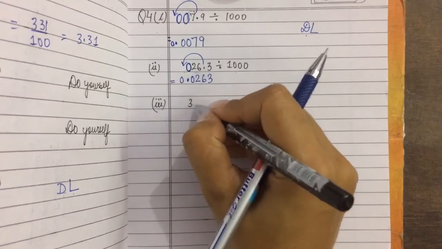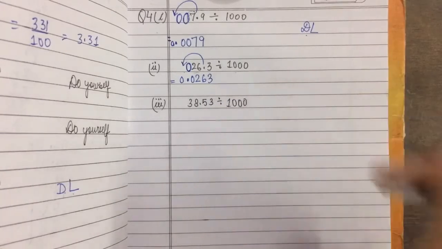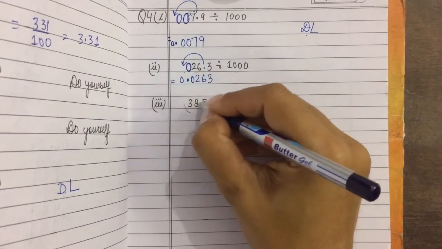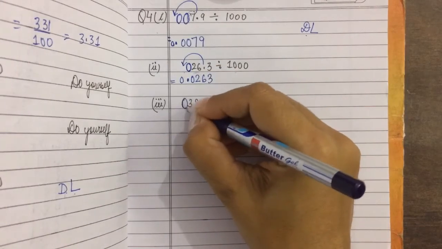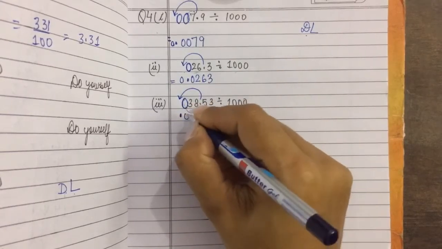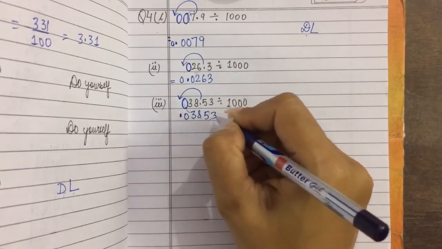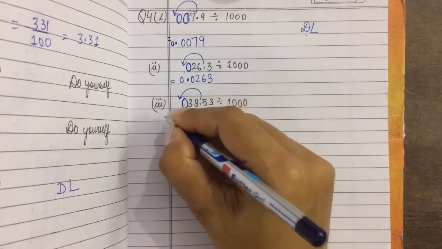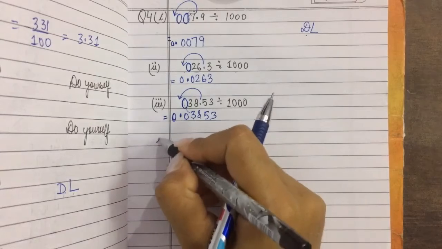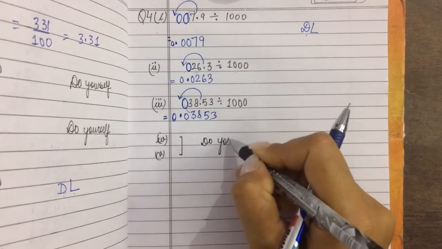Third part, 38.53 divided by 1000. Moving the point to the left side by 3 places. Again on the left I have only 2 digits, so let's make a third one, so 3 digits now. Now the point can go here, so the answer is 0.03853, and if you want you can put a 0 here before the point. Fourth and fifth part you will do yourself.